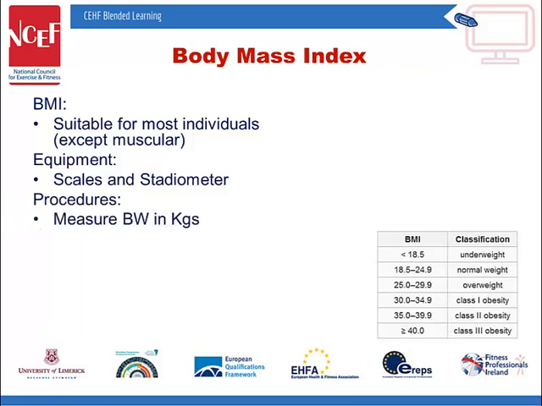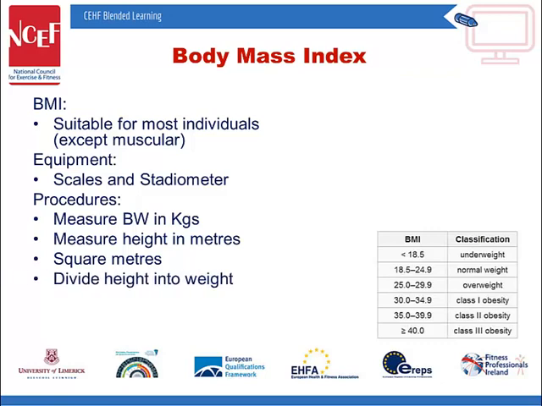The procedures: we measure the body weight in kilograms. We measure the height in meters using the stadiometer, as we've outlined previously. Square the meters, that is whatever height the person is, you multiply it by itself, and then divide the height into the weight in kilograms, using this little formula here. So you get the height of the person in meters, square it, multiply it by itself, and then divide it into the weight, and then refer to the table over here for standards.